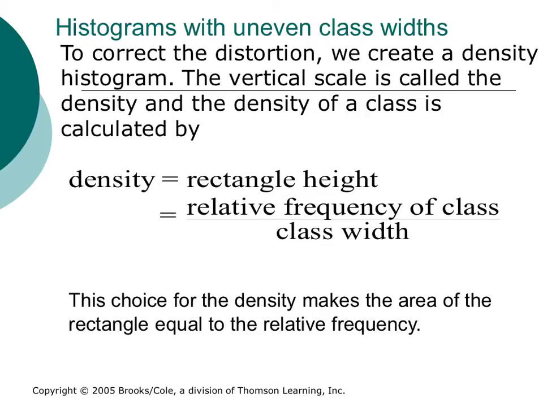So in order to correct this distortion, we create what's called a density histogram. The vertical scale is called density, so instead of frequency or relative frequency, our vertical scale will be the density. And the density of a class is calculated by doing this. You take the relative frequency and you divide it by the class width. And so this choice for density makes the area of the rectangle equal to the relative frequency, which is going to make it not as tall and be much more representative of what we're trying to look for.